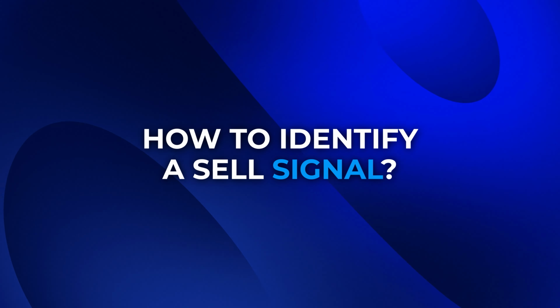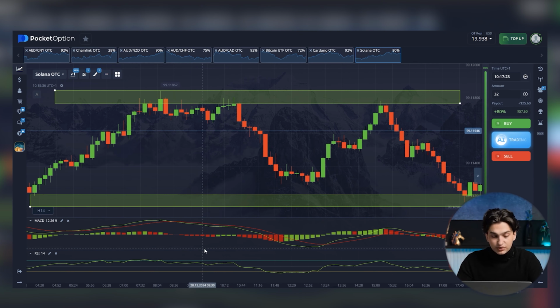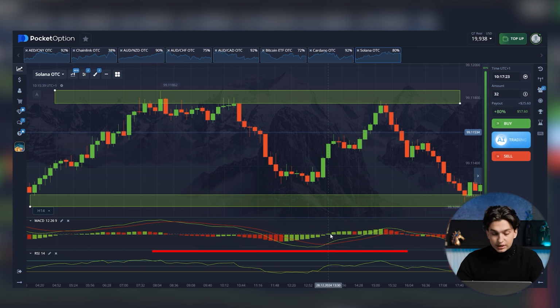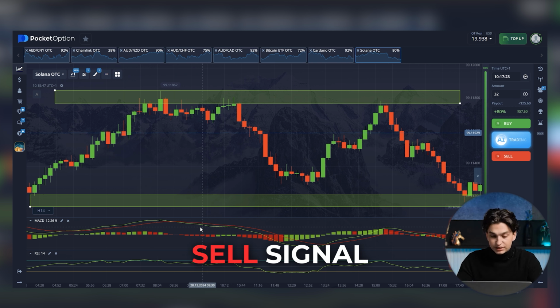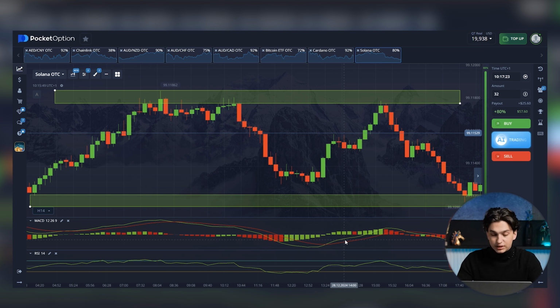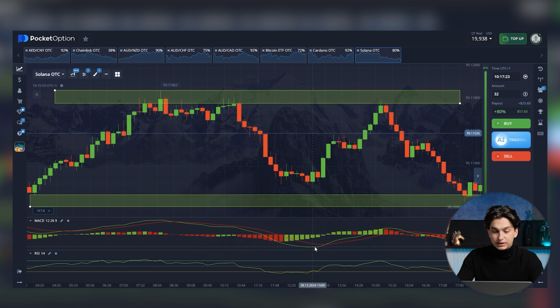Now let me explain why I see a sell signal on the MACD and the RSI. We see two lines and a histogram. Our main line is the green line and the red line is the signal line. So if the green line crosses the red line from top to bottom, that's a sell signal. If the opposite happens and the green line crosses the red line from bottom to top, that's a buy signal. As we can see, that signal was indeed in this area.